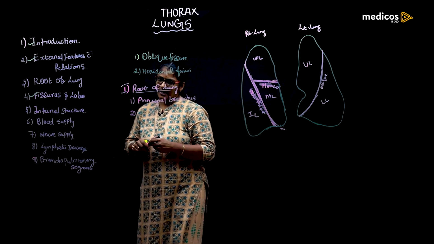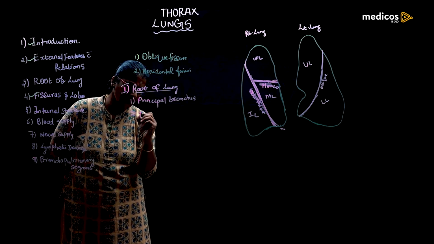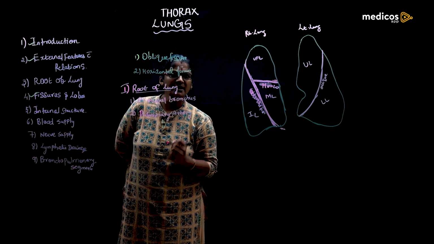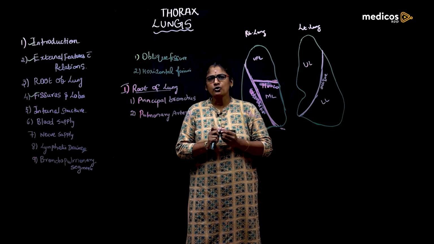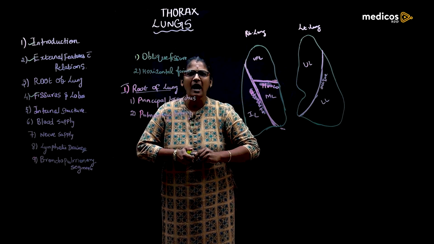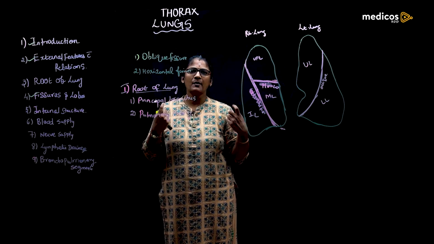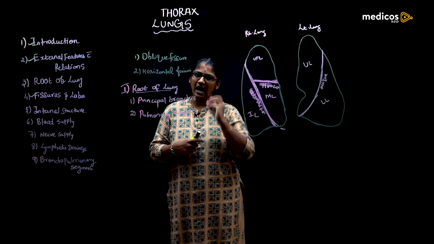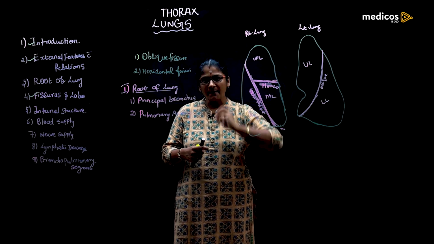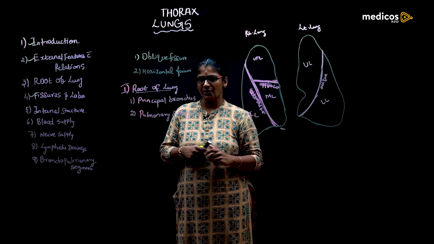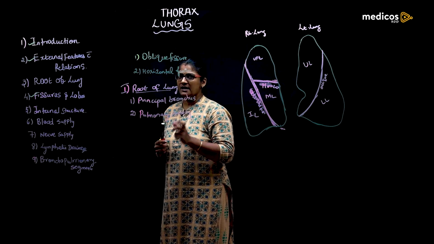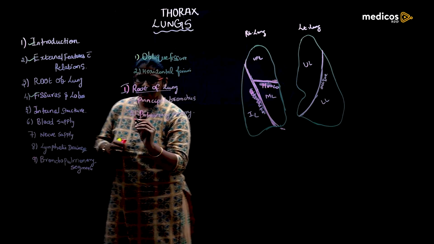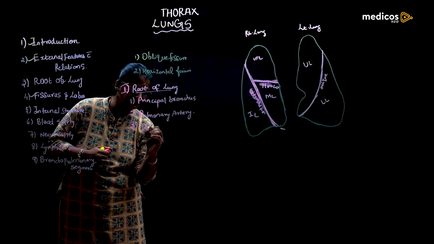Okay, next structure I can write is the pulmonary artery. There are two pulmonary arteries that come from the heart as a pulmonary trunk and divide into two pulmonary arteries that carry deoxygenated blood from the heart to the lung for purification. Okay, so that is about the pulmonary artery. Next, we will go for the pulmonary vein.